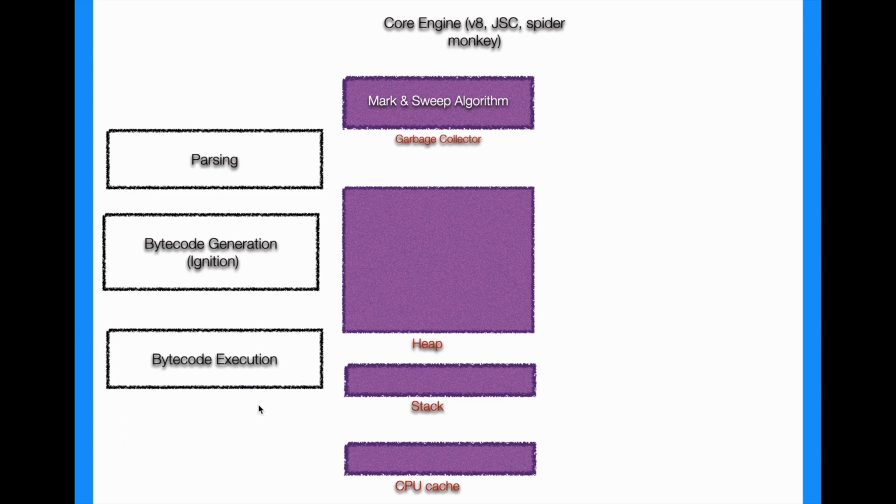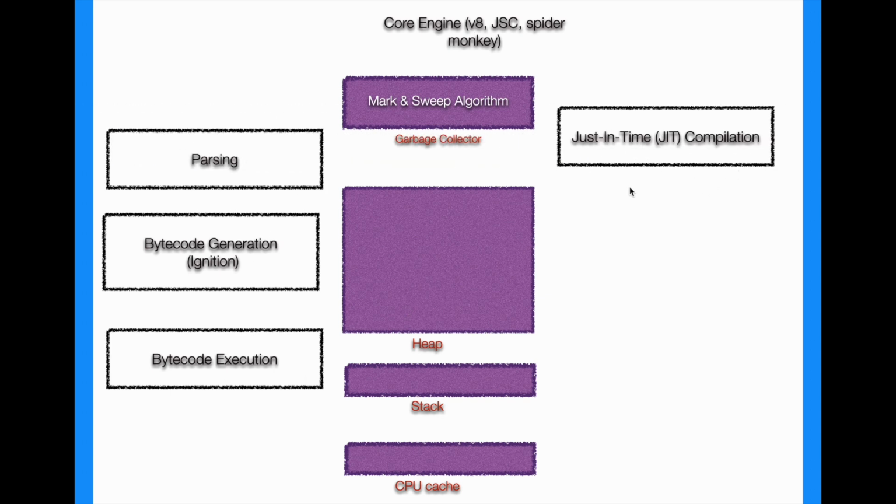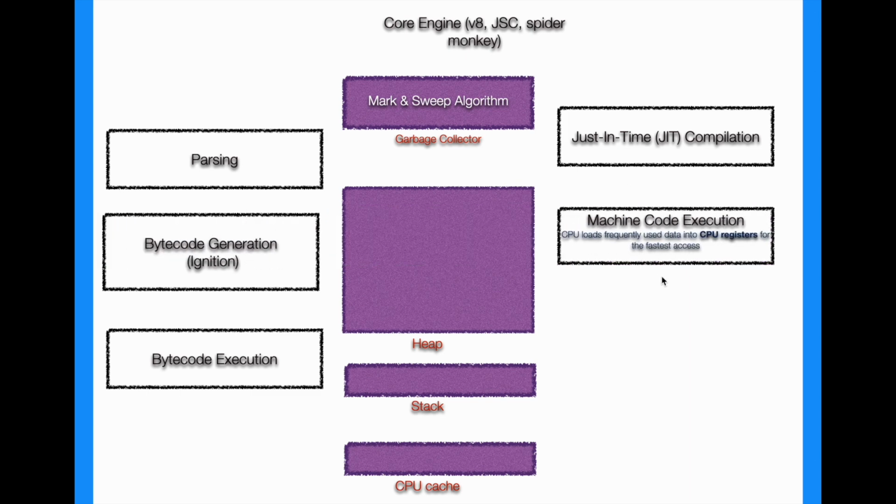So let's see bytecode execution. First, let's see parsing and bytecode generation. Ignition is an interpreter that is used by the V8 engine, that is bytecode generation. Then they have bytecode execution. We also have just-in-time compilation. Then we also have machine code execution. Then finally we have the browser or the console, the terminal. So these are the main parts of the core engine.